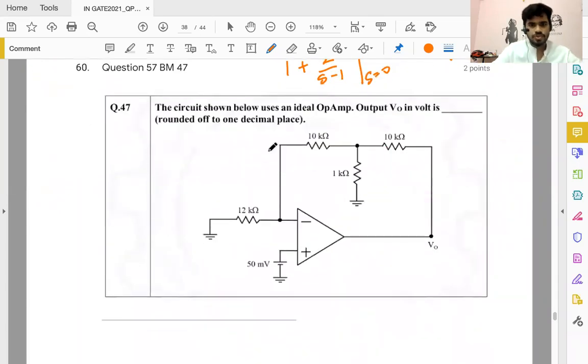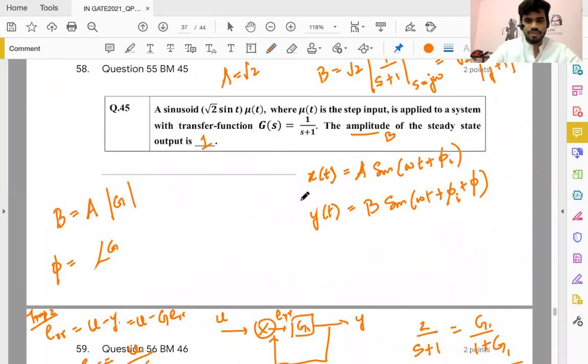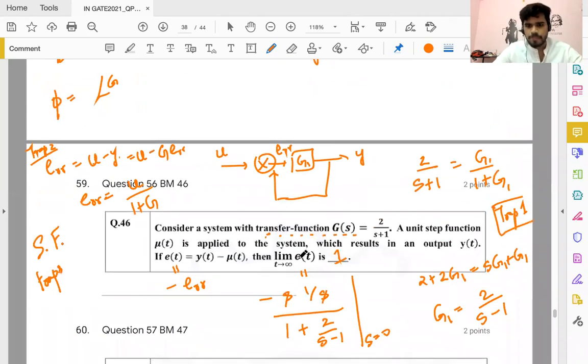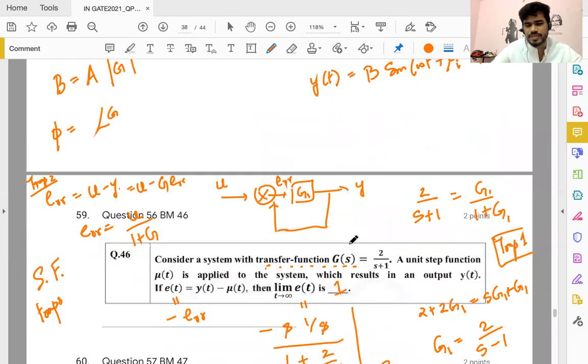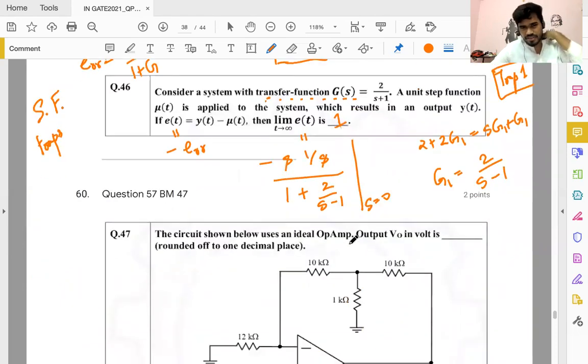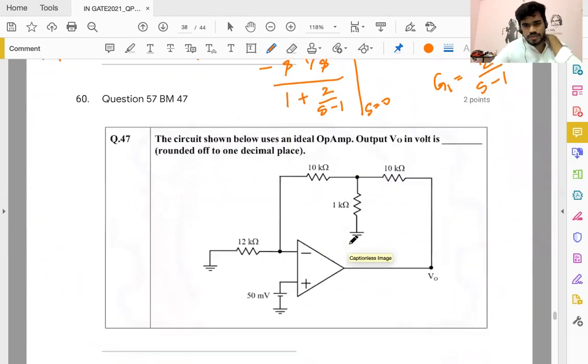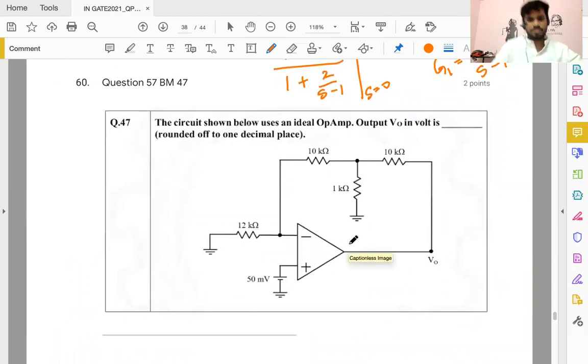Okay, circuit shown below uses an ideal OpAmp. See, again, notice final value theorem, steady state error. We know they ask it again and again. So that's why in control systems, we made sure we did that part. Even in instrumentation paper, even if it's like a biomedical paper, it's likely to show up. Okay, this question, ideal OpAmp, what is the output? No positive feedback, nothing peculiar here. So this is 5 millivolt.